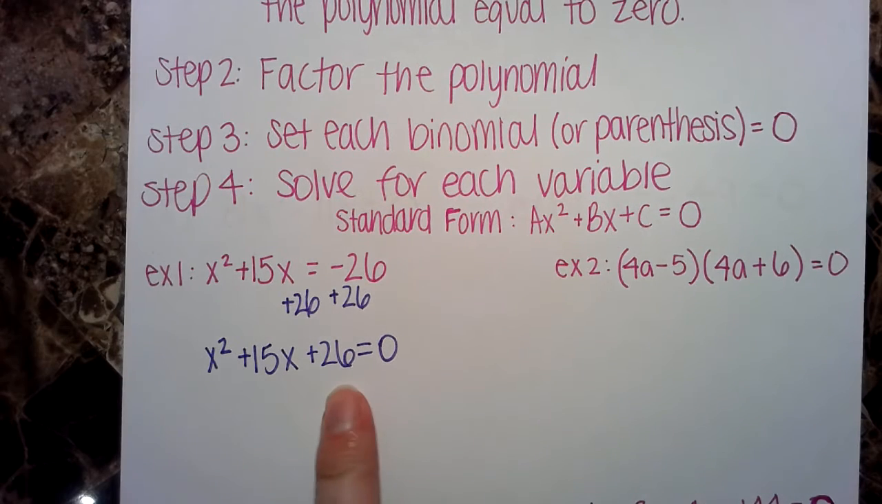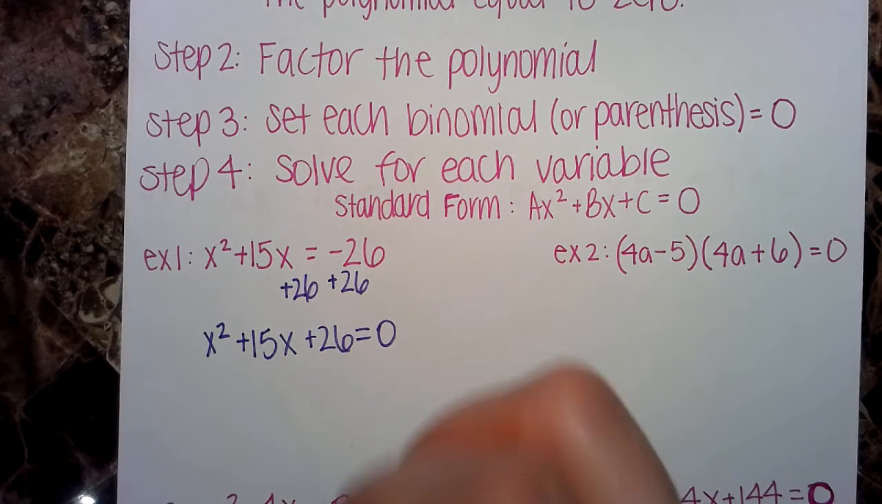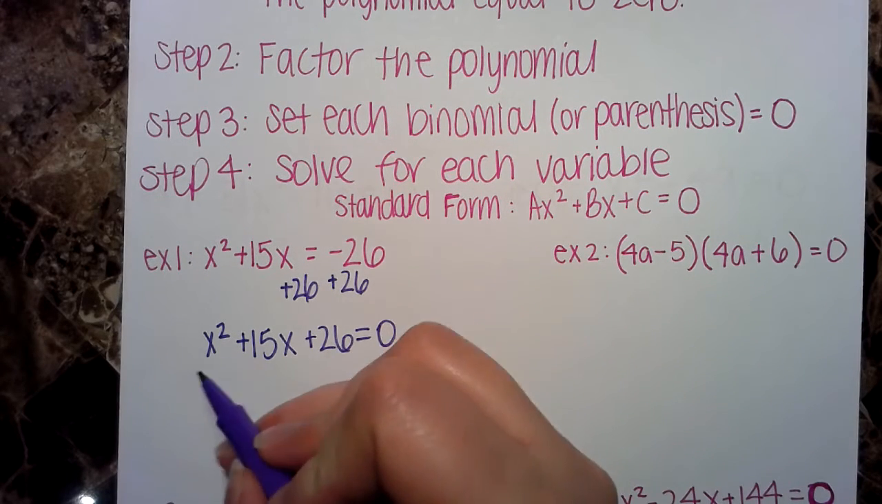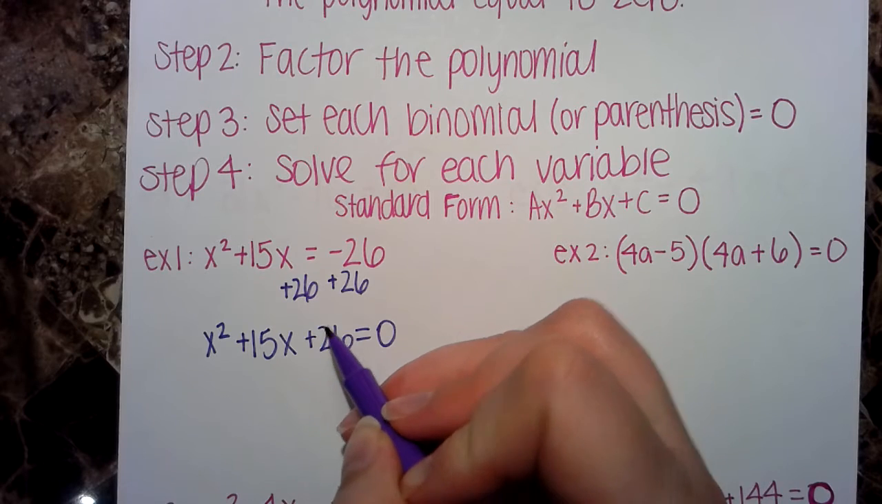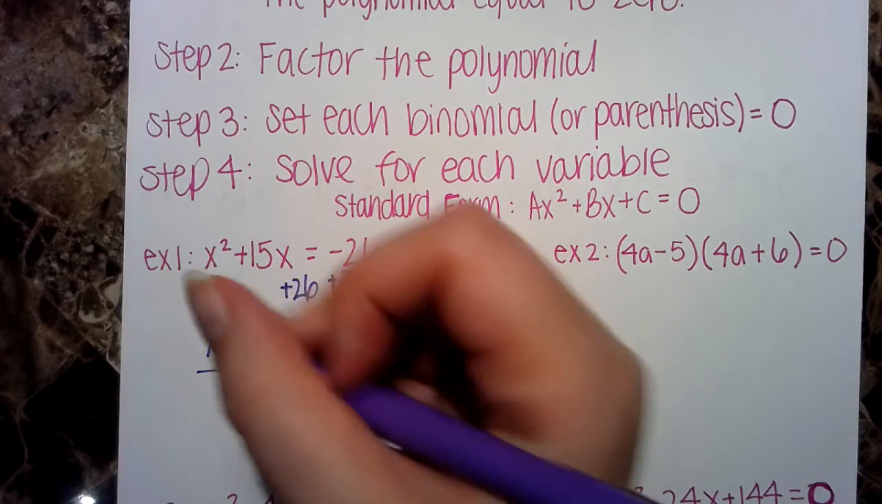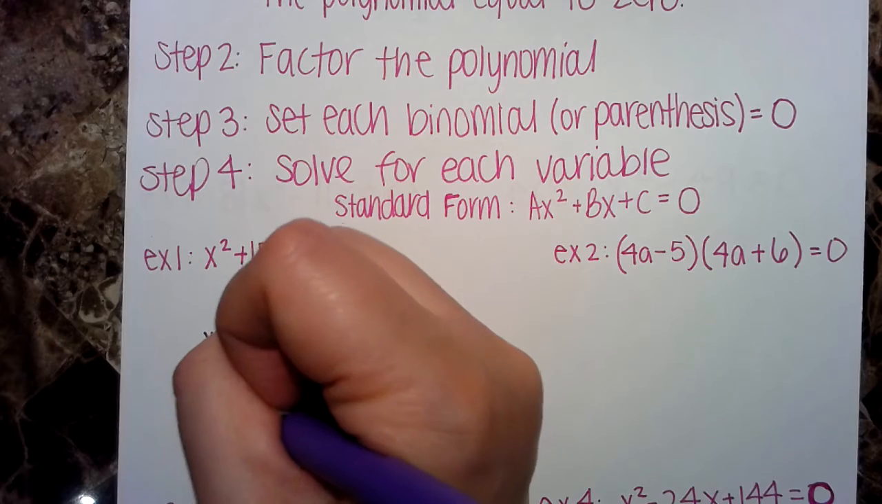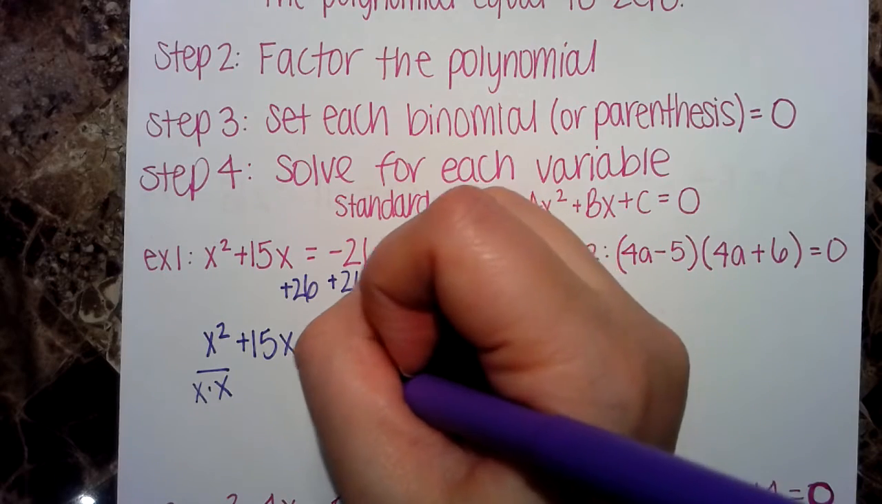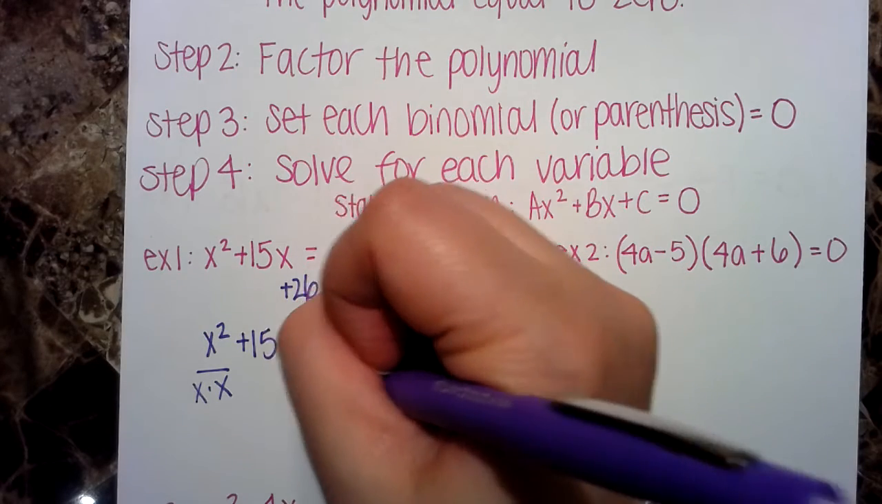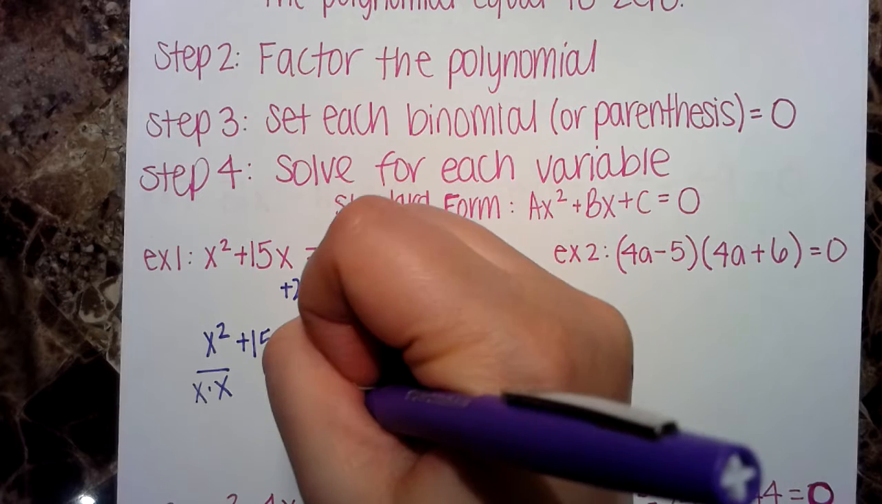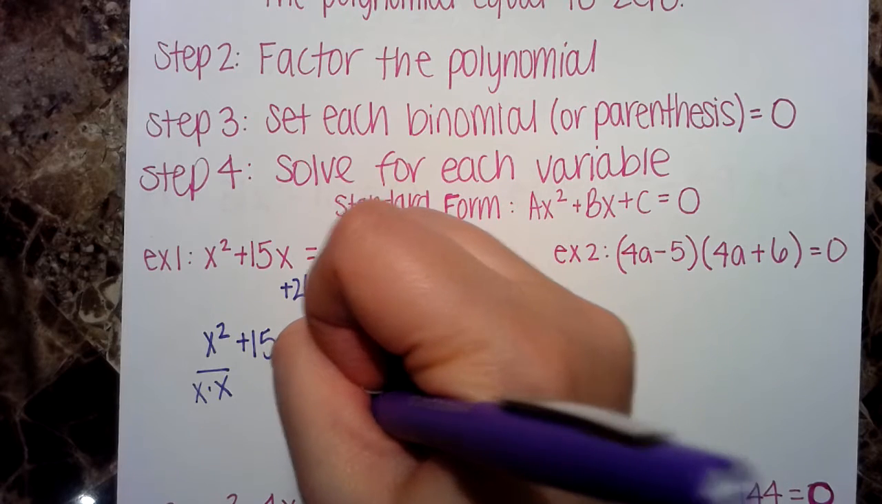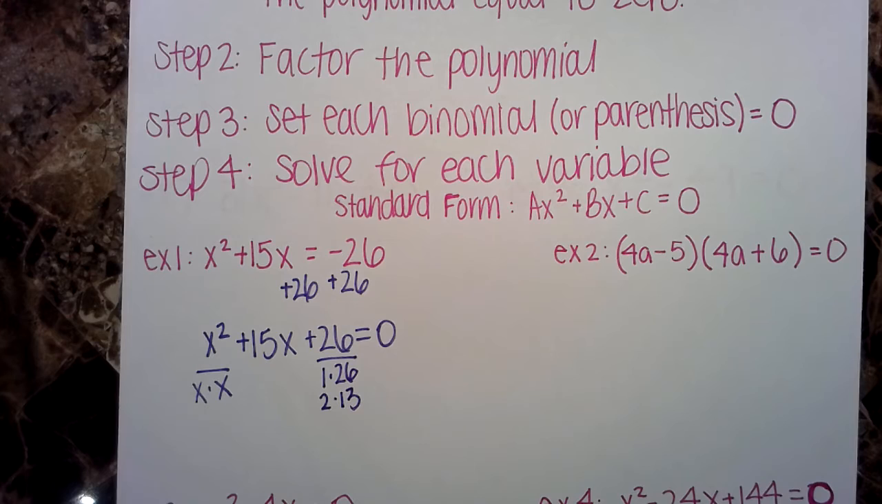I now notice that it's a trinomial. So I'm going to find the factors of my a value and find the factors of my c value. So factors of x squared are x times x. Factors of 26 are 1 and 26 and 2 and 13.